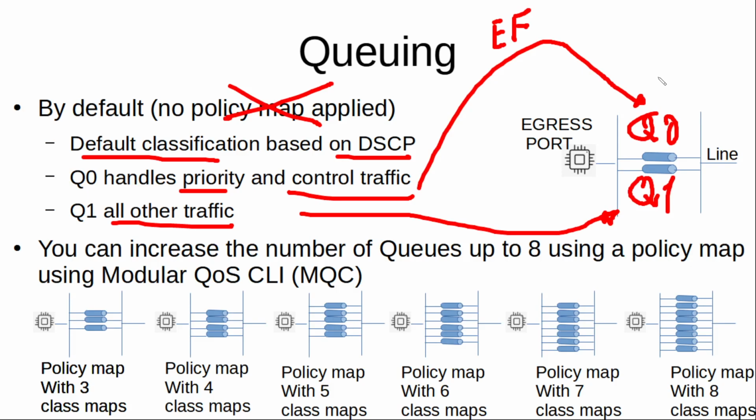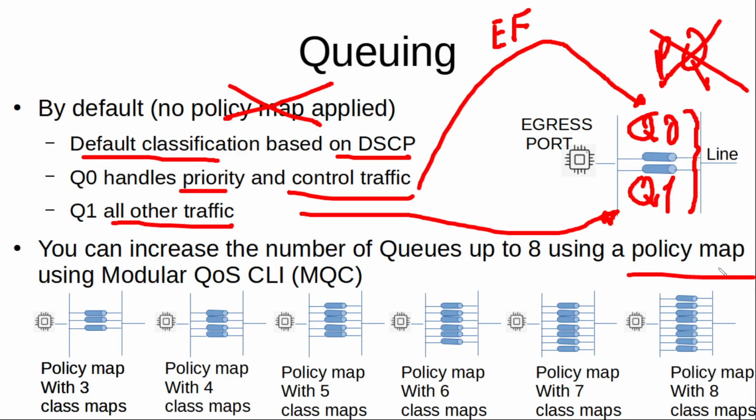And then your queues will be served by a basic scheduling mechanism. Remember that these are not priority queues. If you want to actually define how your egress queuing and scheduling will work, you can use a policy map.